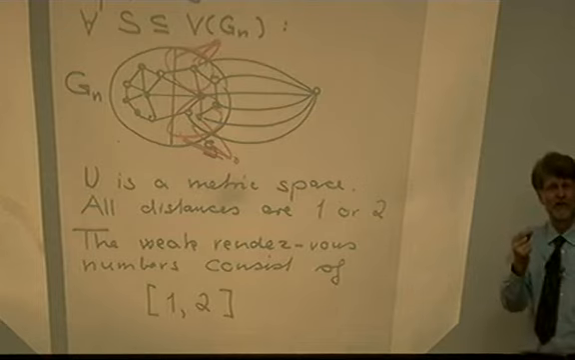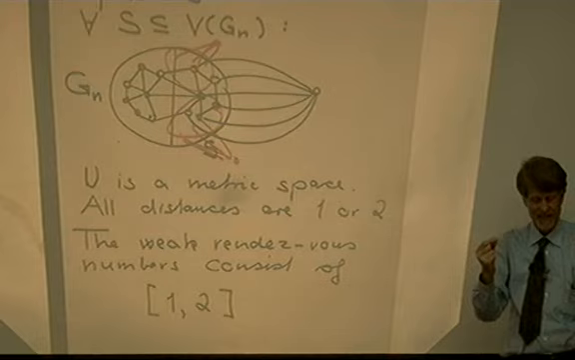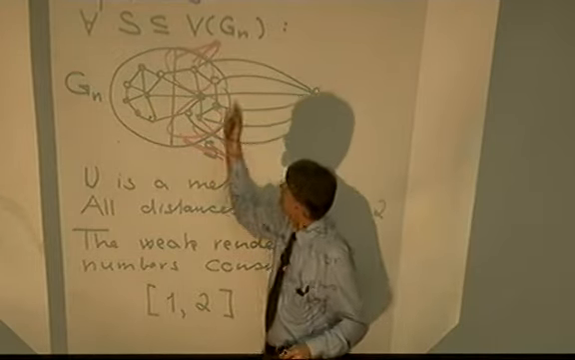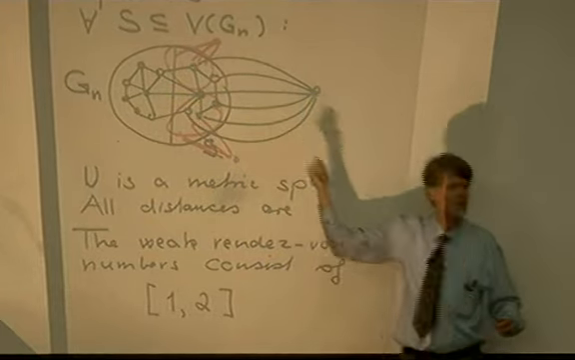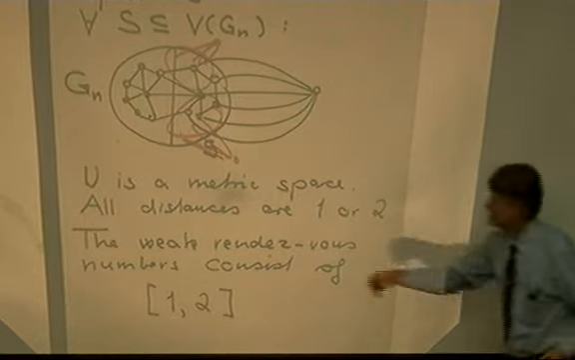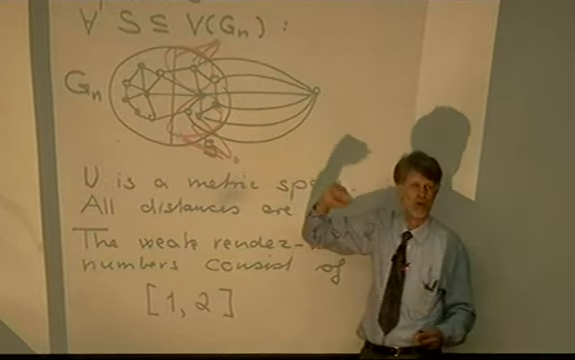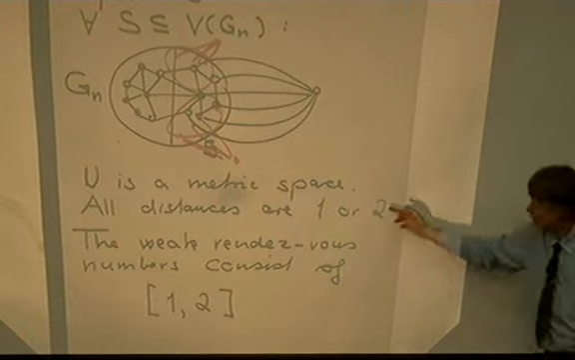Because, look, if you have two vertices, they may be joined by an edge, and then they have distance 1. If they are not joined by an edge, they will belong to some Gn, and then there will be a vertex joined to both of them, because when we go from Gn minus 1 to Gn, any vertices here will be adjacent to one of the new vertices. So all distances are either 1 or 2.